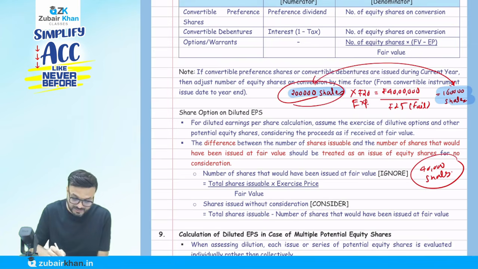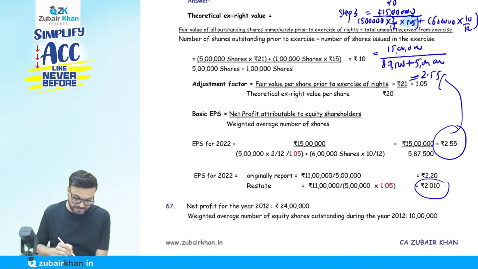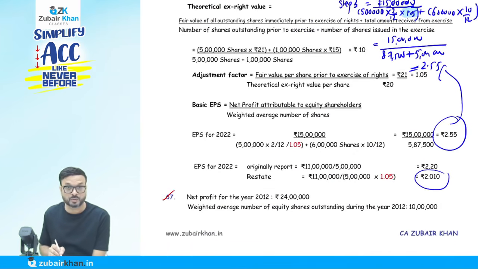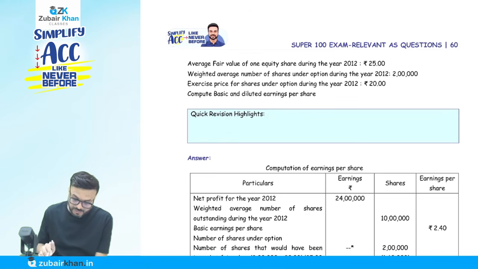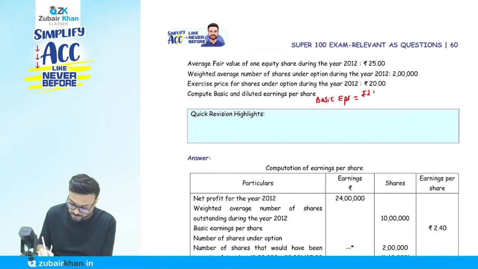Now let's take an example on it. This is also a favorite ICAI question. Now they say here, net profit for the year 2012 is 24 lakh, weighted average number of shares for 2012 is 10 lakh. So if I calculate the basic EPS, how much is the profit? 24 lakh. How much weighted average number of shares? 10 lakh shares. So EPS is coming 2.4.